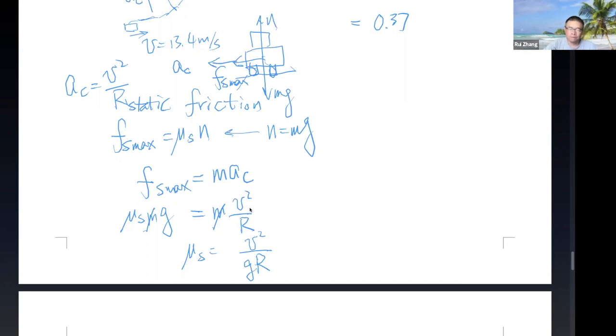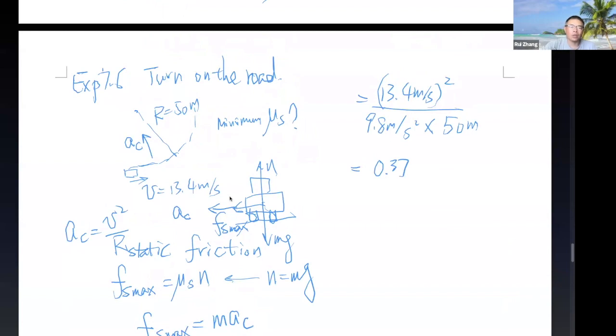But if your v is really large, so large that even the maximum static friction is not enough to provide this, what's going to happen? What's going to happen is there's not enough force to provide the acceleration, so the direction change is not sufficient to follow the circle. You're going to run out of the circle. I mean, basically you run off the road. So it's going to be an accident, right?